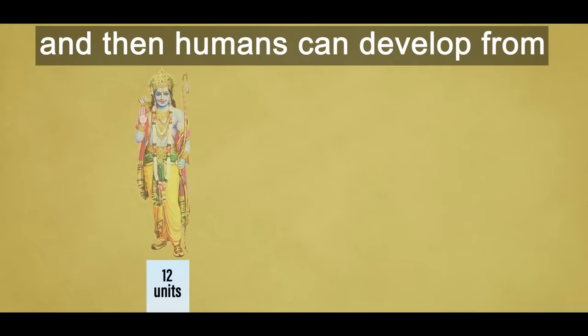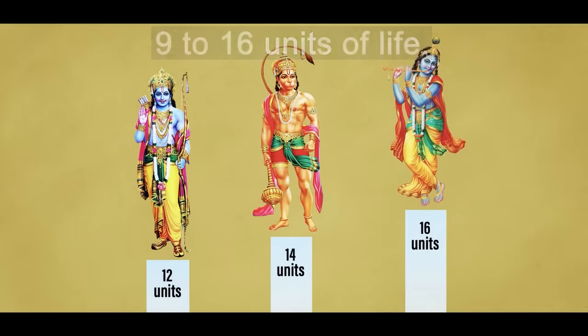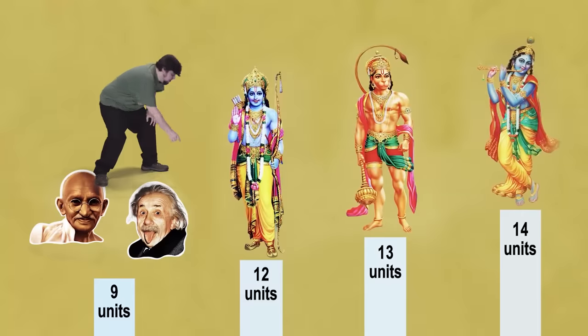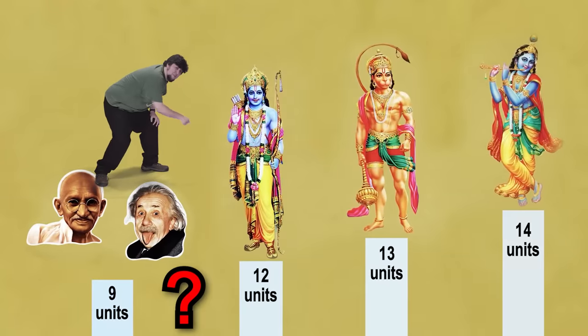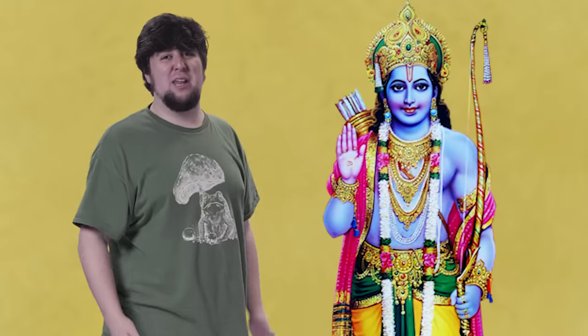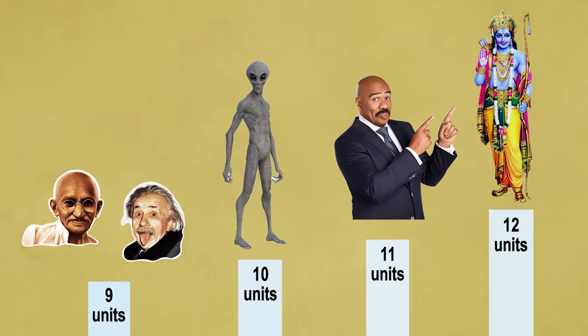And then human can develop from 9 to 16 units. Now, I can't help but feel deep in my gut that somewhere along the way, you skipped out on some crucial information. It's really important to know how 9 gets to 12, especially when the end result is this blue man. You're just gonna have to go over it. What happened on 10 and 11 that you don't want me to know about? Shri Shri, please, I give you the floor.